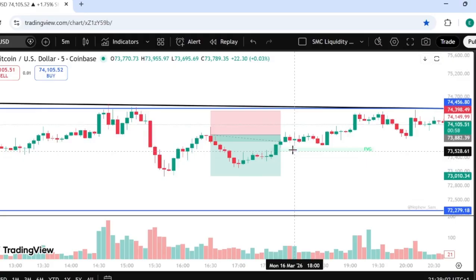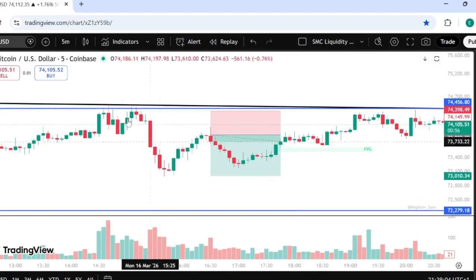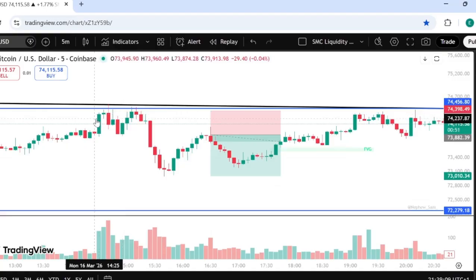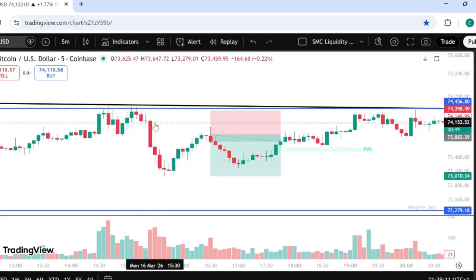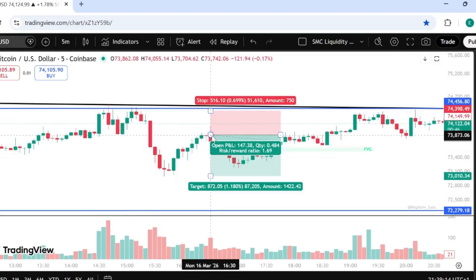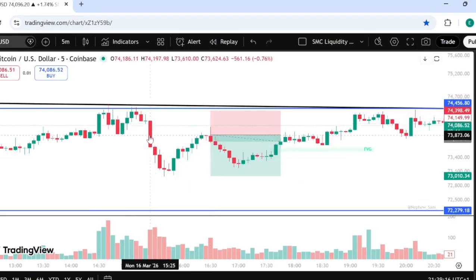Now, what did I follow through? The fair value gap that was here after the liquidity sweep at this point of interest. It was a fair value gap here. I used this fair value gap to get where we can enter the trade. So I said we should enter the trade here.